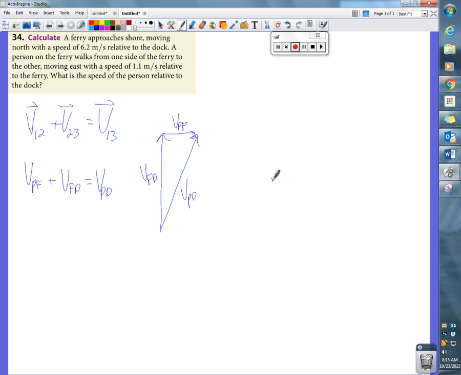All right. So the person relative to the ferry was 1.1 meters per second, and the ferry relative to the dock was 6.2. So again, we are combining these two vectors. Even if you drew it the other way, we are combining these two vectors to find a result in this vector. So again, even if we drew it like this and like this, it's the same thing.